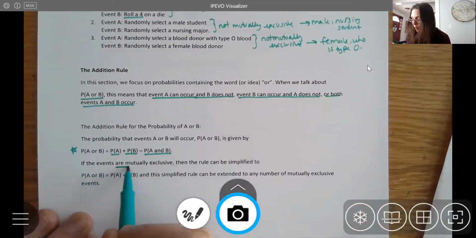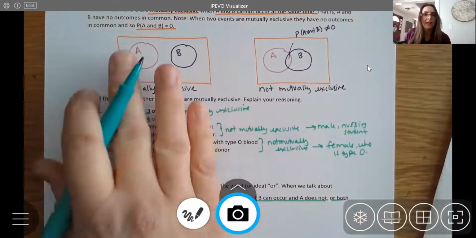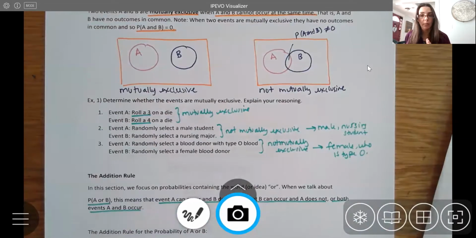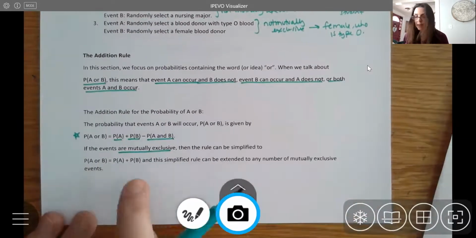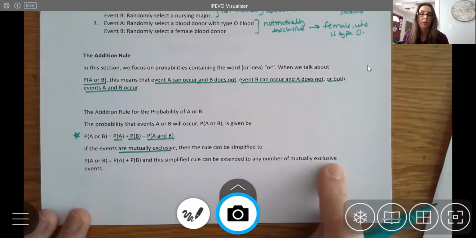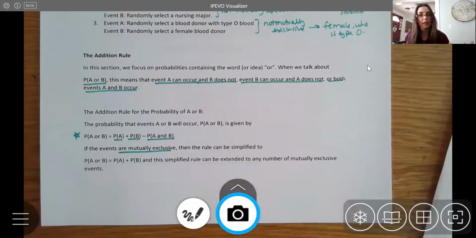Now, if your events are mutually exclusive, if they look like this, then we don't have to worry about that because there is no overlapping region. It's just 0. So we can just add up the two individual probabilities. And that's what this rule says here. And this can be extended to any number of mutually exclusive events. So if you have a whole bunch of events that are mutually exclusive, then you can just add up those probabilities for an OR statement.